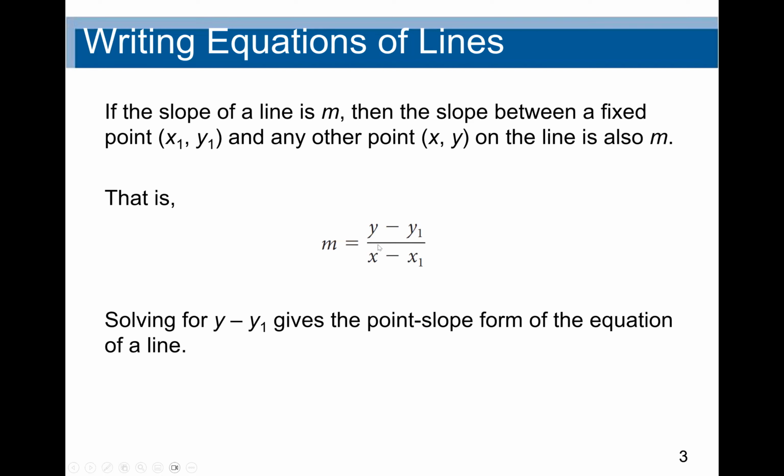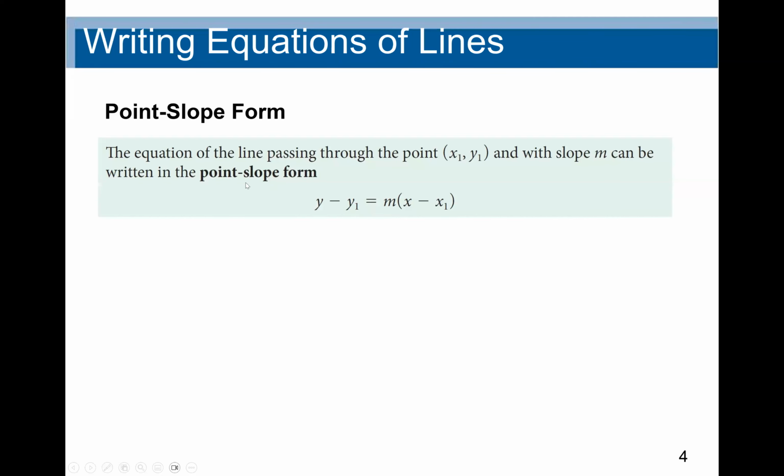And I think in our previous lectures, we said that to find the slope of a line, we take 2 points, and the difference of the vertical section, which is y, divided by the difference of the horizontal section, which is x. So solving for the difference of y and y1 will give us what we call the point slope form of the equation. The point slope form of the equation is y minus y1 equals m times x minus x1. And this is from the slope formula.